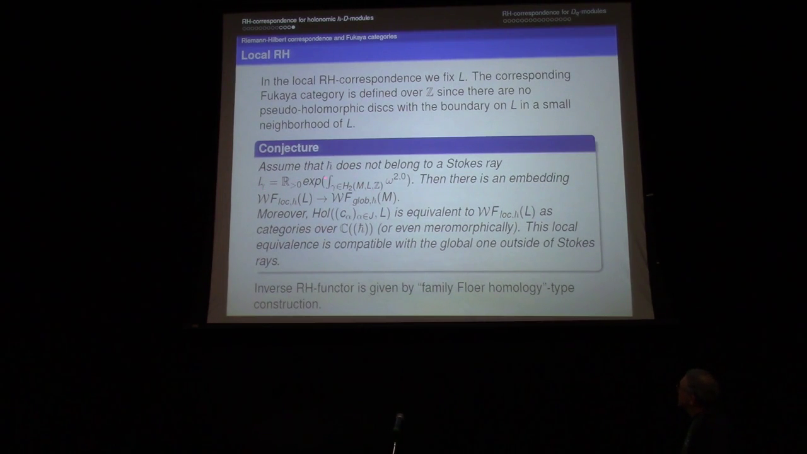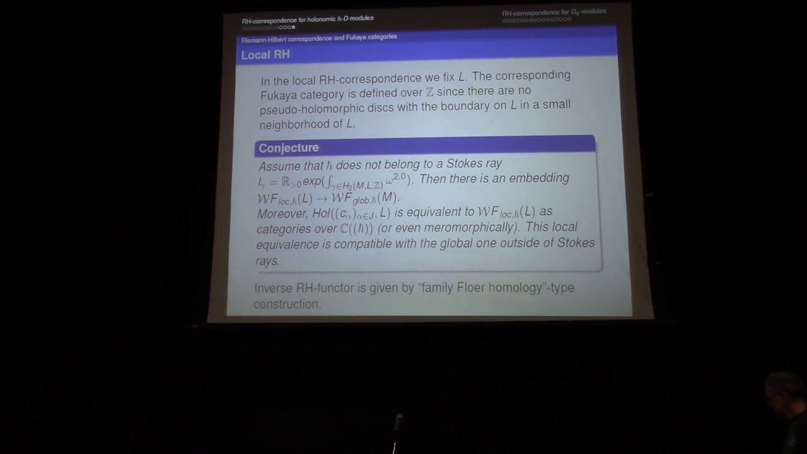But outside of these Stokes rays, when my Planck constant doesn't belong to either of them, we conjecture that there is an embedding of the local category to the global one. And if the Planck constant is sufficiently small, in a very small disk, then if you assume convergence, this one will be a deformation of this one. So in general, it's a deformation of the Novikov ring. So we allow some disks with a boundary on the spectral curve, and if you take into account all of them, we get the whole thing.